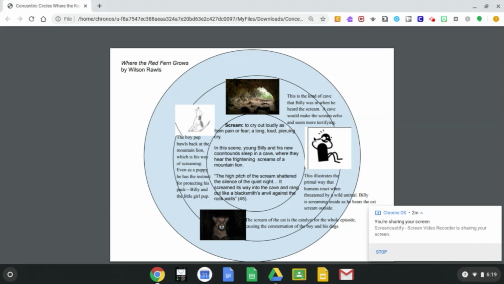Then this is the next image that I've chosen. This illustrates the primal way that humans react when threatened by a wild animal. Billy is screaming inside as he hears the cat scream outside.